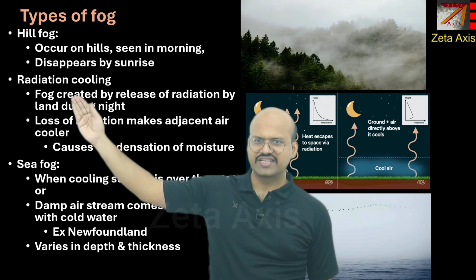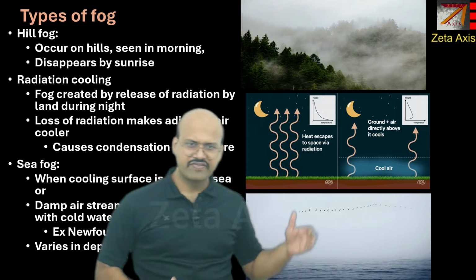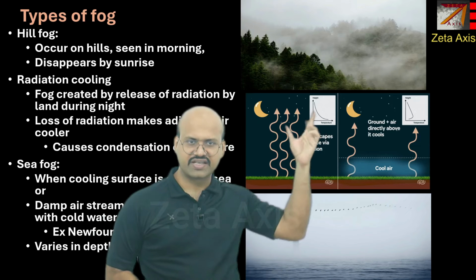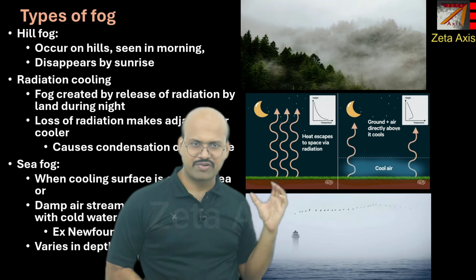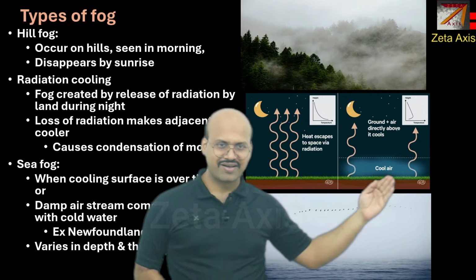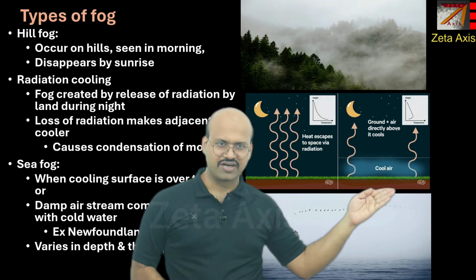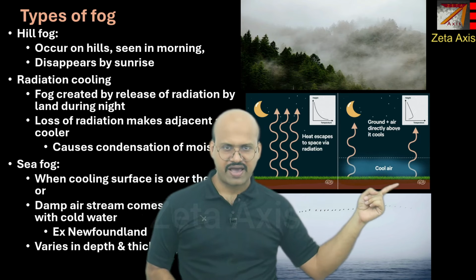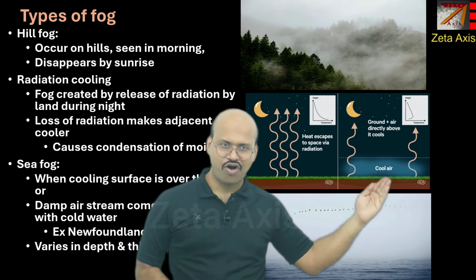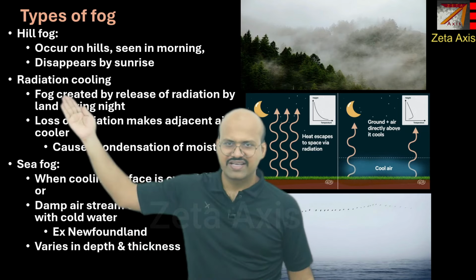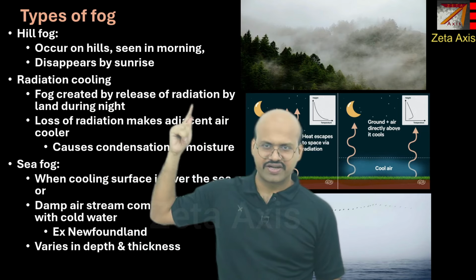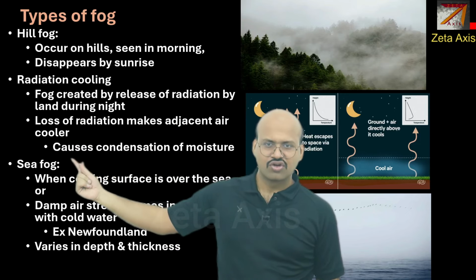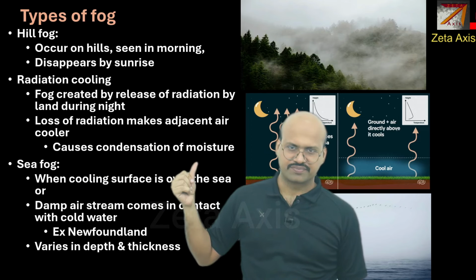Then we have radiation cooling fog. If there is a very cold night and the earth gives away radiation and there are no clouds, there will be cooling of the earth. The air which is adjacent to the earth will also cool down and water in this layer of air will condense to form fog or mist. So this is called radiation cooling. Fog is created by release of radiation by the land during night. Loss of radiation makes the adjacent air cooler and causes condensation of moisture.